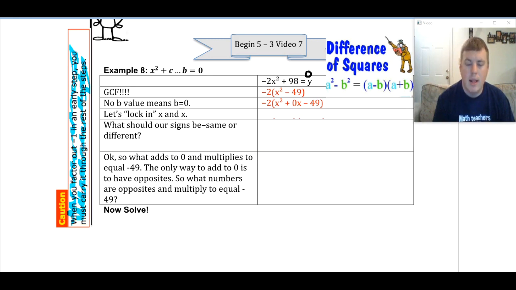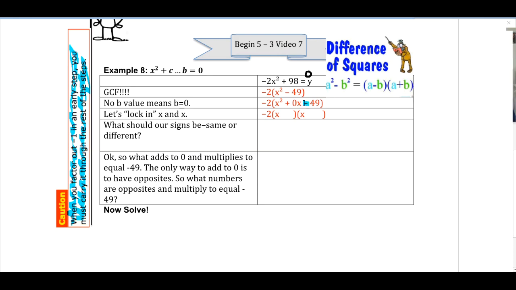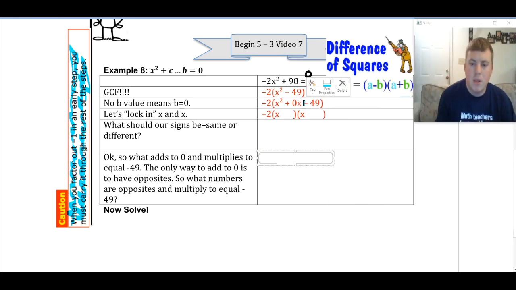Now we are going to go ahead and lock in our x's. If you remember from the last two videos, when we have an x squared in the front and there's no coefficient in front of it, that just is going to mean that we're going to have an x and an x at the beginning of the parentheses. Now we need to look at whether our signs should be the same or different. In this situation, they are going to need to be different, because to be able to multiply to get a negative number, we have to multiply a positive times a negative. Now we are going to go ahead and fill it in, a plus and a minus.